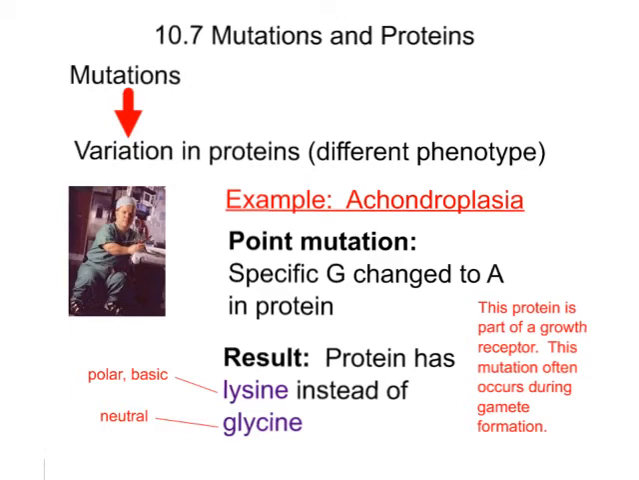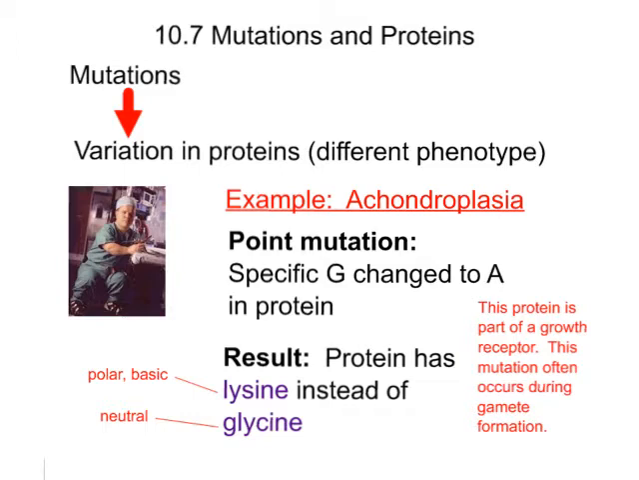Welcome back, and today we're talking about mutations and proteins as part of a process of gene expression. We'll get to that in just a minute, but as a quick review, remember that mutations can lead to variation in proteins, which is actually the different phenotype. When we have a different protein, that is the beginning level of a different or a change in the phenotype.